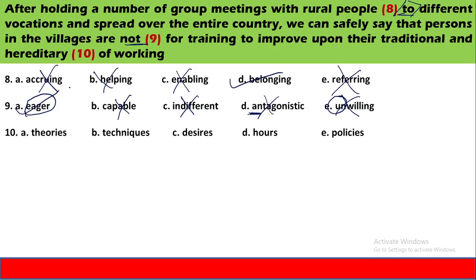Eager for training to improve upon their traditional and hereditary ways of working. It means hereditary method of working, hereditary style of working, hereditary techniques of working. From among these options, the option that I can pick up is techniques, because these are not suitable. They are theories, desires, hours, or policies.